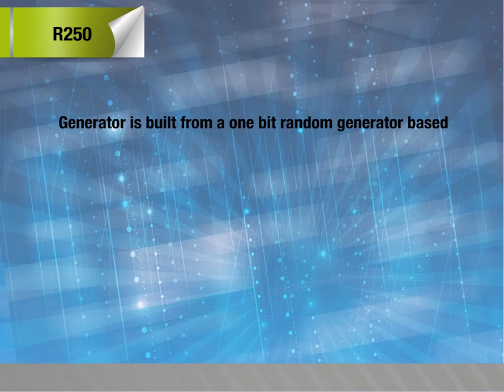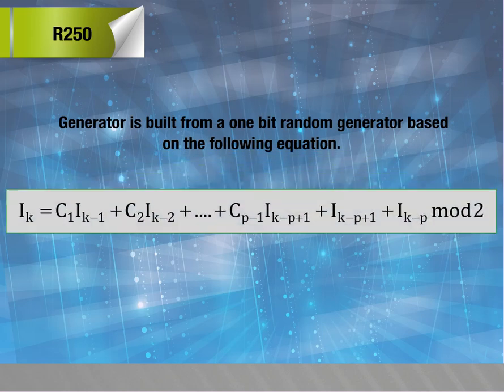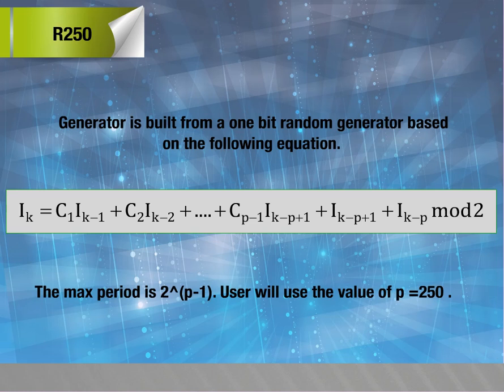The generator is built from a 1-bit random generator based on the following equation. Ik is equal to C1 Ik minus 1 plus C2 Ik minus 2, and so on up to Cp Ik minus P, mod 2. The max period is 2 to the power P minus 1. The user will use the value of P equal to 250.